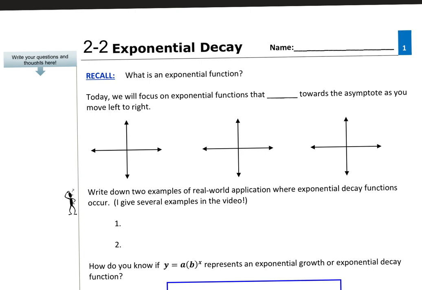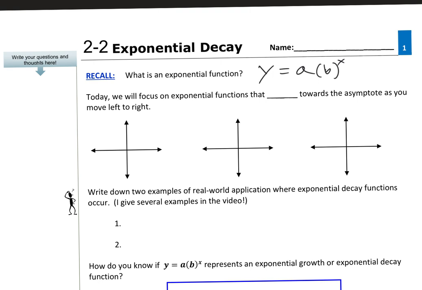All right, let's talk about exponential decay. Remember, an exponential function, the basic form is y equals a times b to the power of x. You might often see a t here instead of an x. It just means that we're using a unit of time instead of a traditional x.